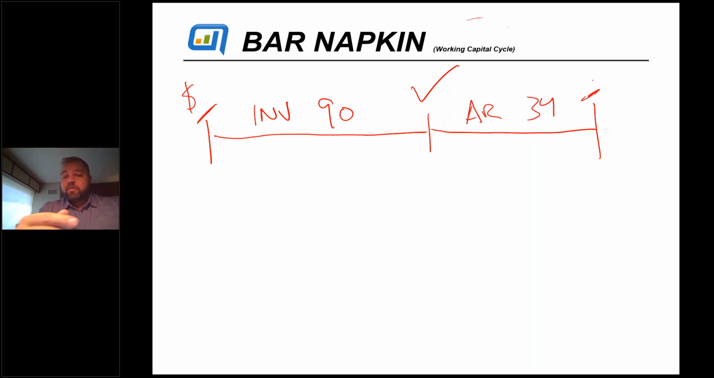Now, we want that to be fast, so we have to either shorten AR days or shorten inventory days. That's how you make it faster, because right now 90 and 34 is 124 days. That's the way we look at that. It takes 124 days to get money back.